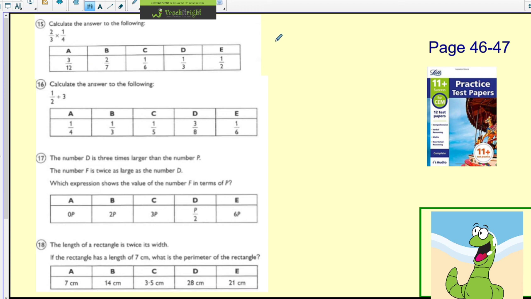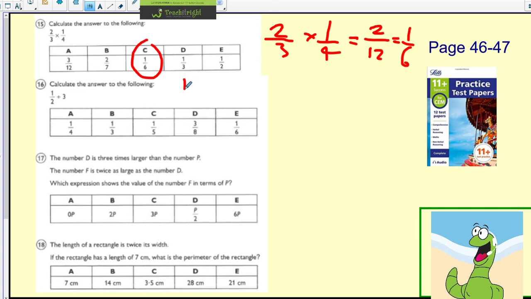Calculate the following. Again, 2/3 times 1/4. I think this is actually easier than addition, because we simply do the numerator times the numerator, and the denominator times the denominator. So 2 times 1 was 2, 3 times 4 is 12, and it's simplified down to 1/6. Answer is C.